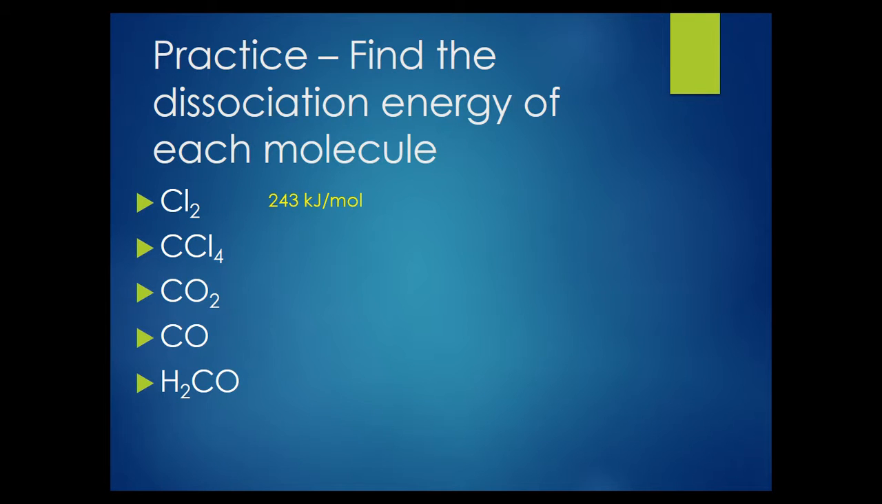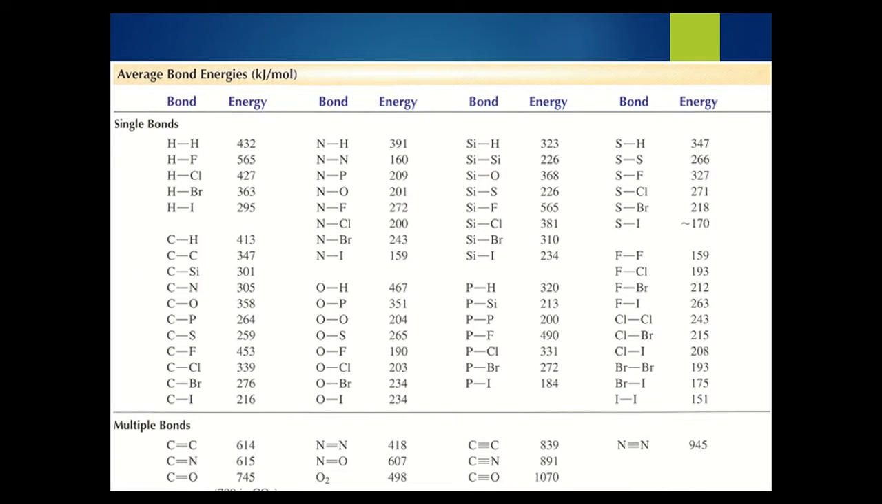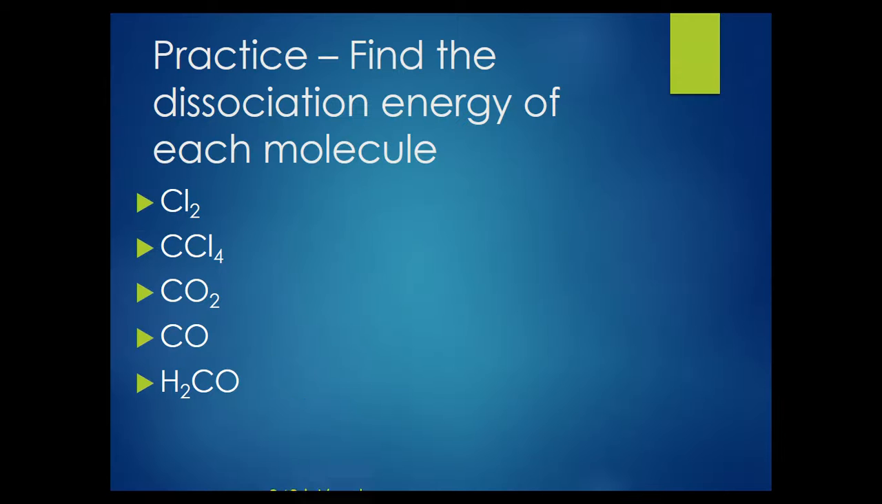For this one, carbon bonded to chlorine 4 times. And it's a single bond when you draw it out. So you have to multiply that number by 4 because there's 4 of them. So where is carbon and chlorine? Here it is. 339 times 4 because there are 4 of them. Okay? And so that gives you the total of that, 1356.